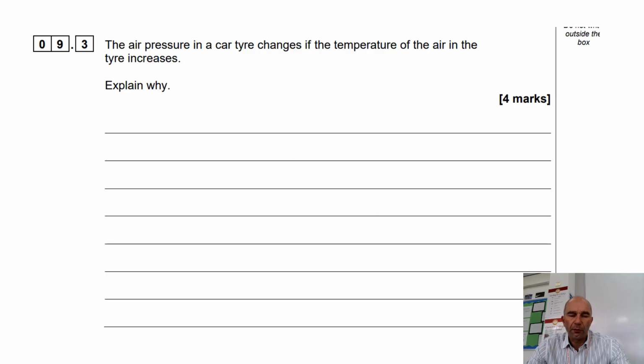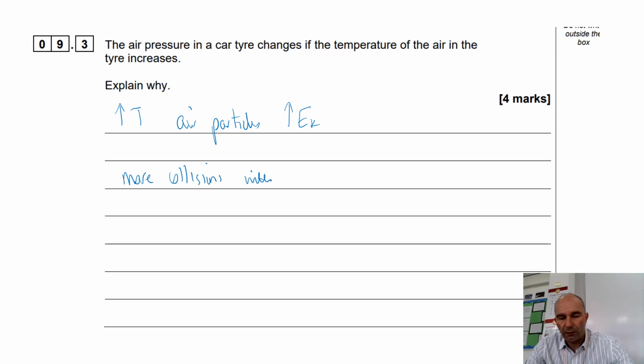And so the final question, 9.3. The air pressure in a car tyre changes if the temperature of the air in the tyre increases. Explain why. So as the temperature increases, it means that the air particles have increased their store of kinetic energy. So it means that they are moving more. Now if they're moving more, there's going to be more collisions with the walls of the tyre per second.